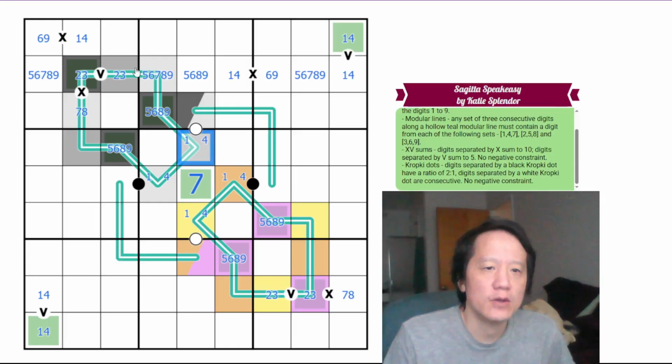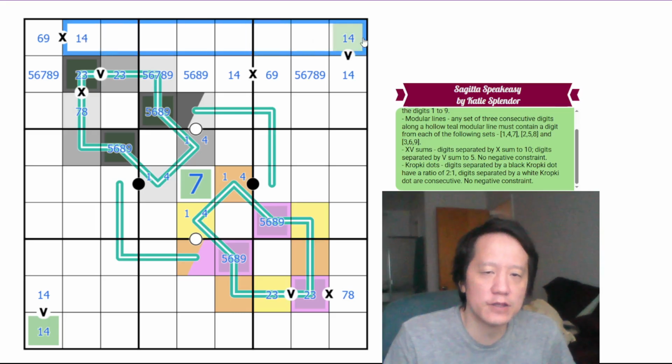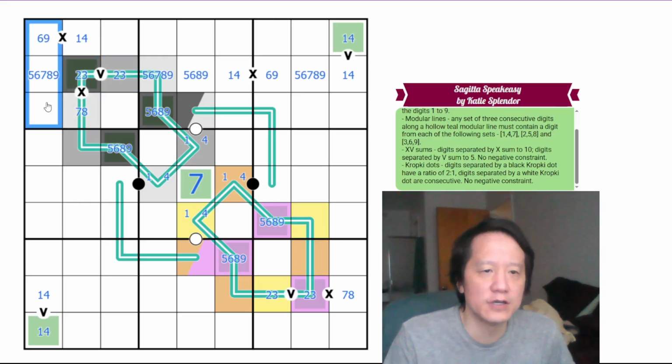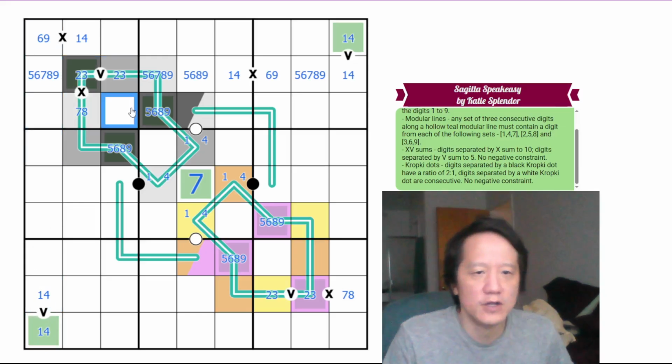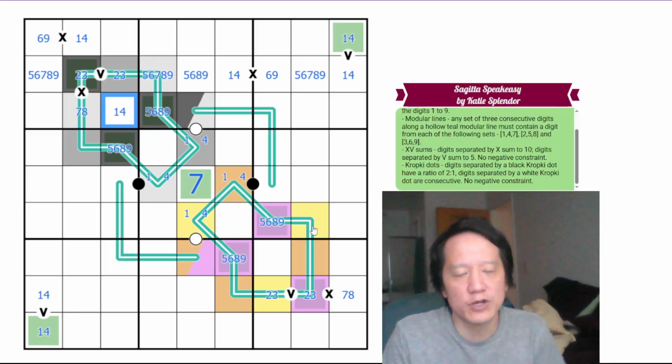Okay. In this upper left-hand box, where is the other 1-4? It cannot be here because of the 1-4 pair in the row. Obviously, these are already filled out, so is this, and it cannot be here because of the 1-4 pair in the column. So this must be a 1 or 4 here.